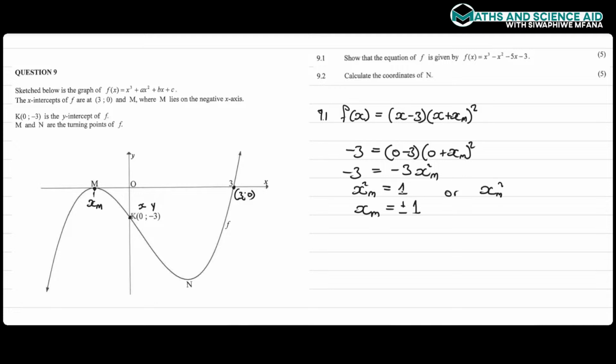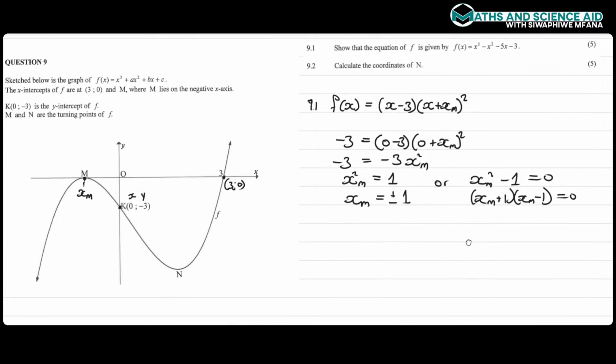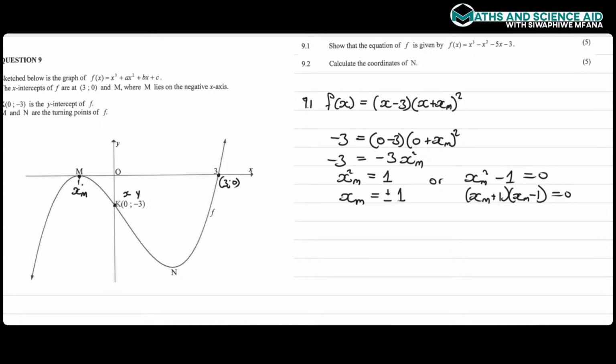Or alternatively, we could have solved this as follows. We could have taken this +1 into the left-hand side, and then you can see that you've got a difference of 2 squares here. So you can factorize. This will be xm plus 1, xm minus 1. So we have got two values of x, plus or minus 1, okay? That's important. But obviously, we can see that the value of xm that we are looking for here, firstly, here on the graph, xm will be -1.